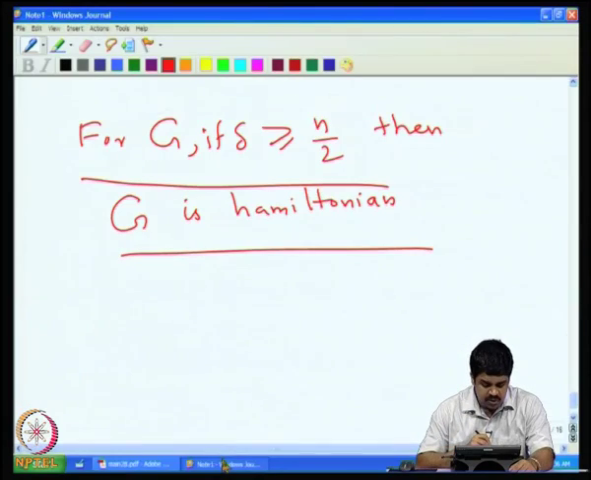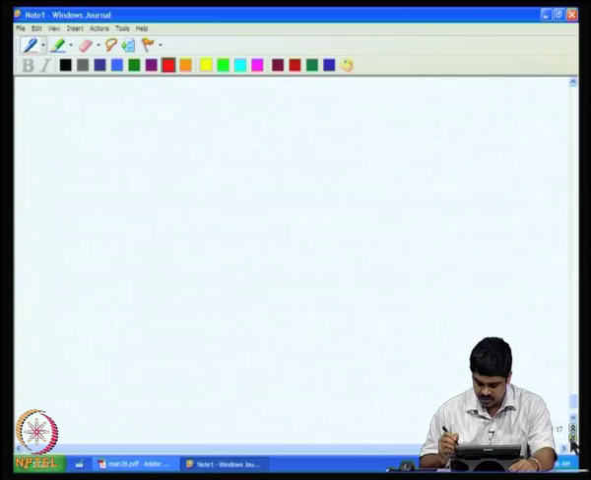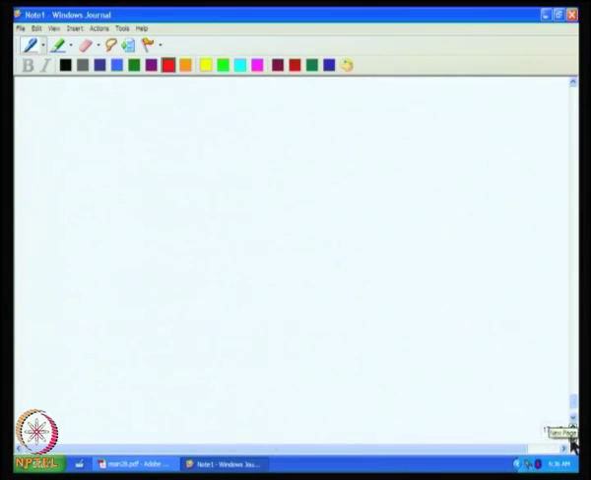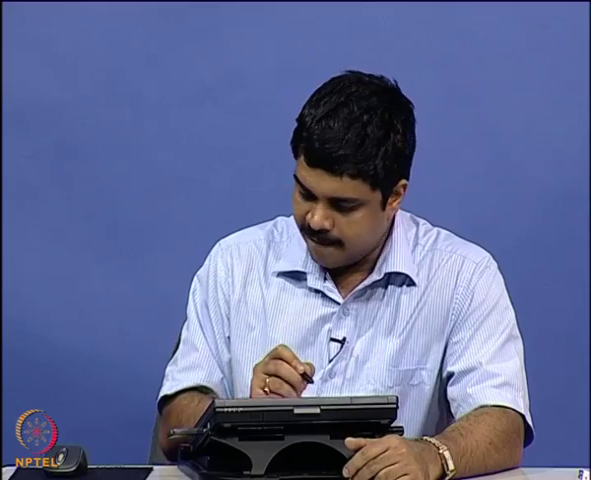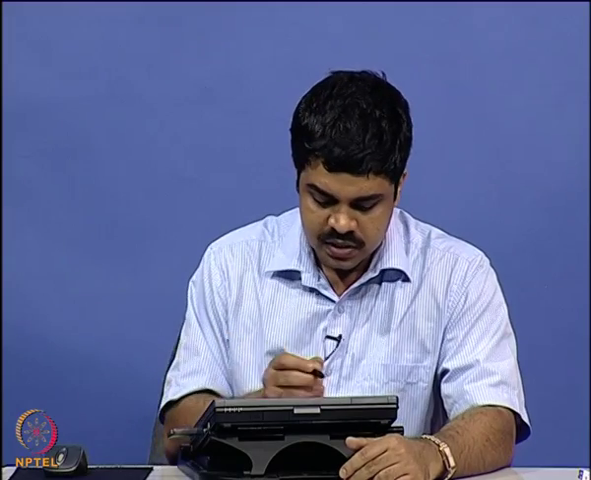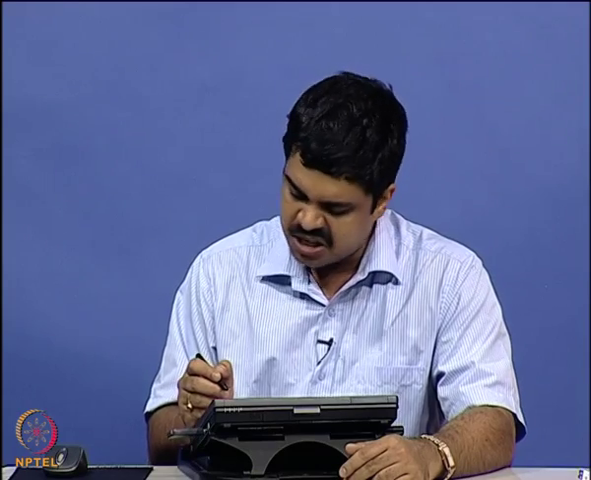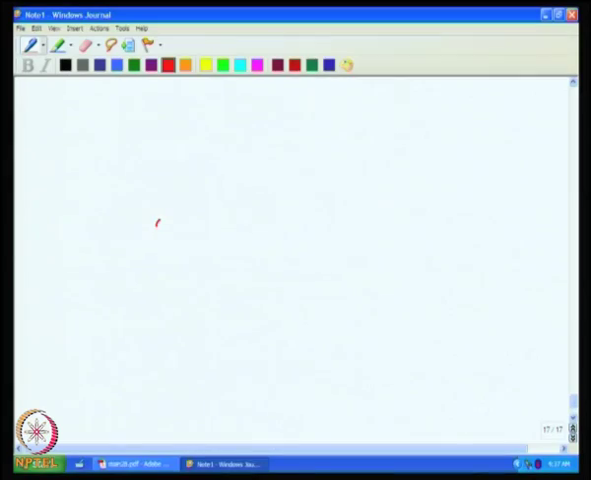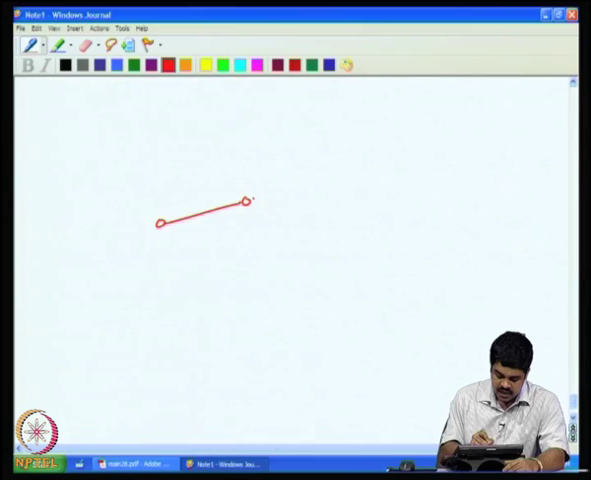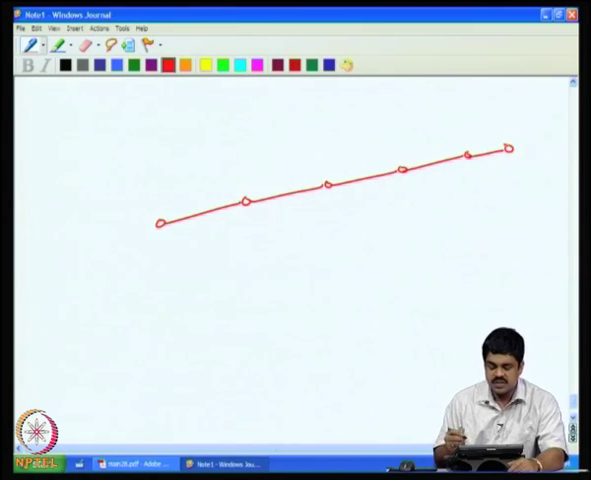The technique to prove this, we have already encountered this kind of idea before. Again, this proof is from Dirac. What we consider is a longest path in the graph. So, we consider a longest path in the graph.